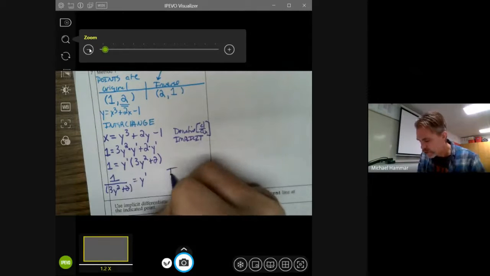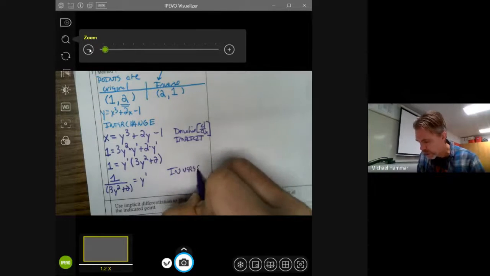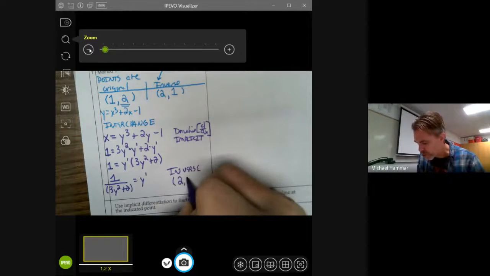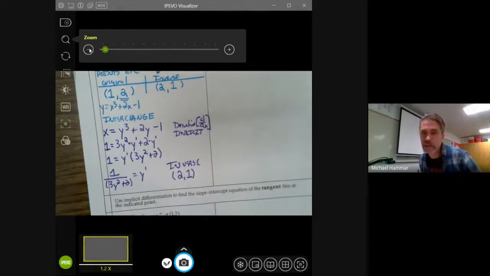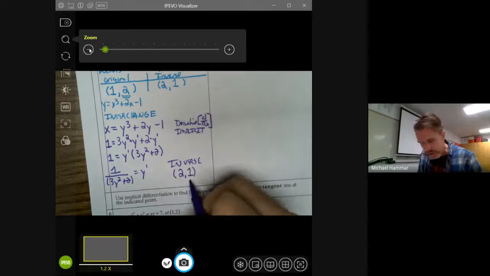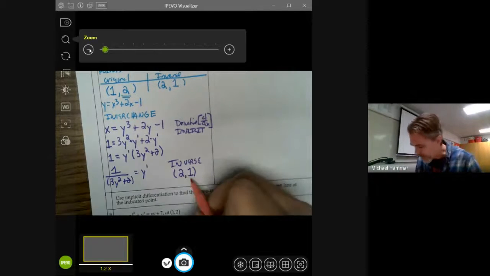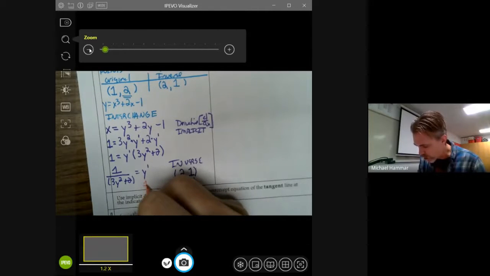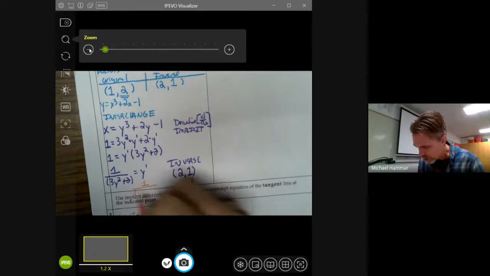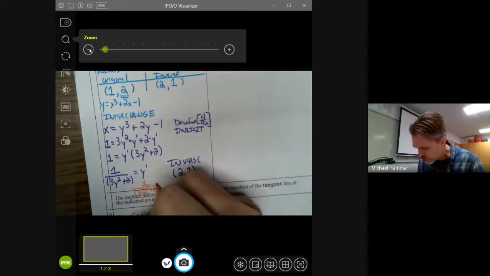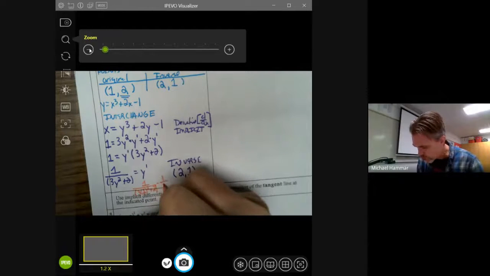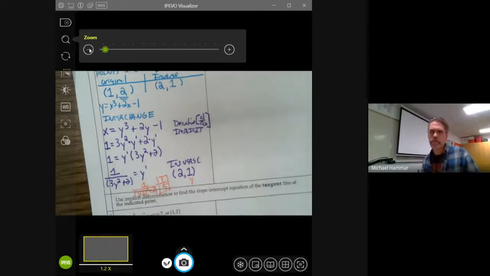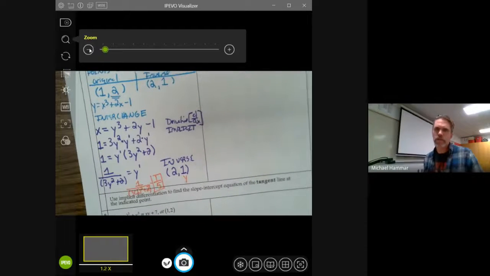So now, use your inverse point. We now know what our inverse point is. That is why it is so important that you figure out your inverse point, because this now is your y value. So your y value actually is 1. We plug that in, and we have 1 over 3 times 1 squared plus 2. So it ends up being 1/5. So our final answer using the interchange method is 1/5.